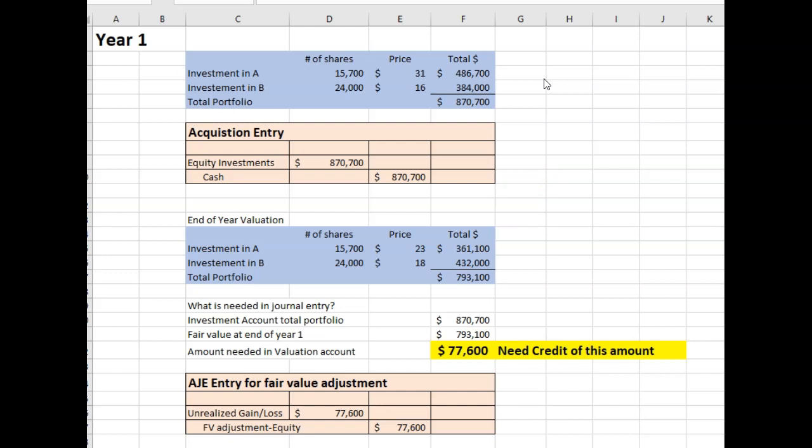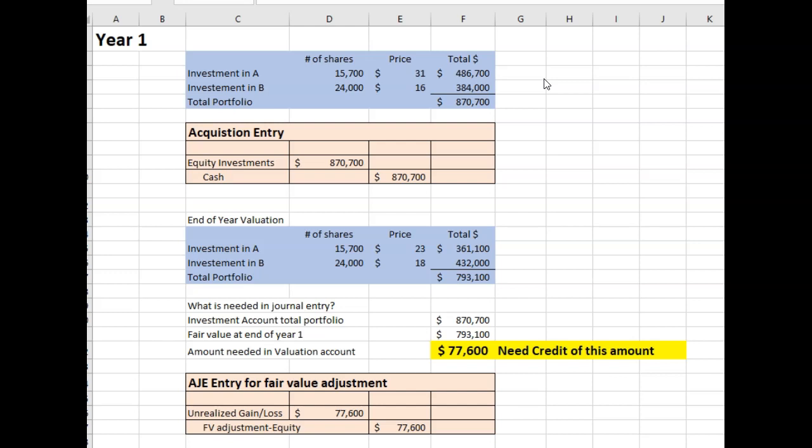So basically I have a problem because I have $870,700 already in the account, but I need it to be $793,100. Now you might think, well, why don't we just go ahead and make a credit amount that will reduce the amount of the equity investment? And there are reasons to not do that. Believe it or not, it simplifies the accounting if you can use what's called a fair value adjustment account to show changes up or down from the initial investment.